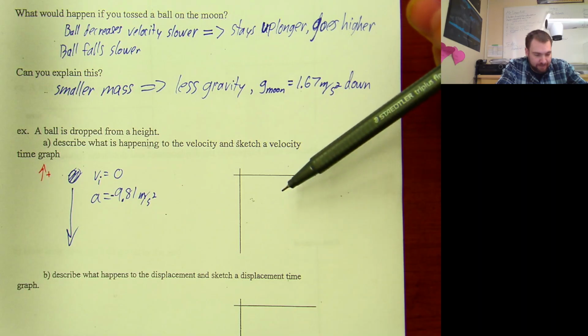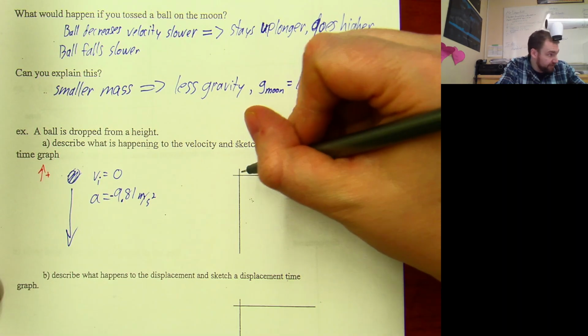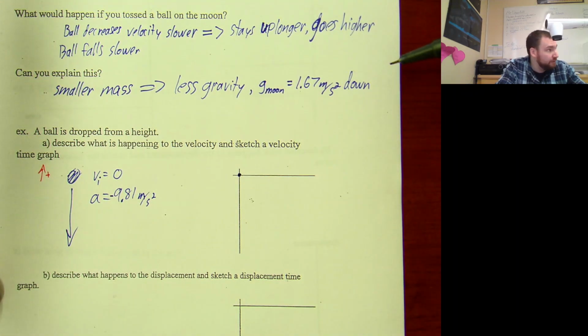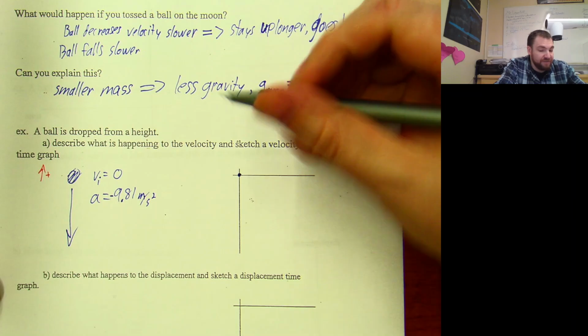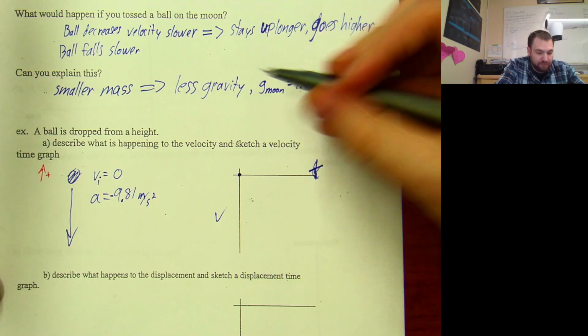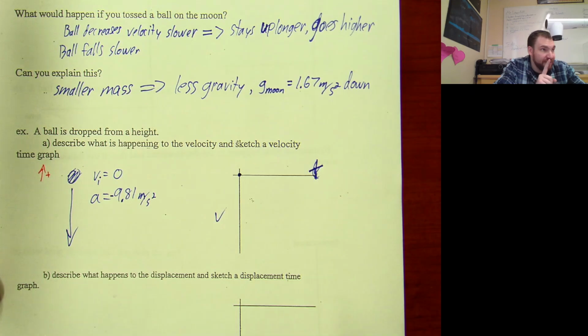What's this graph going to look like? Velocity is not constant. Acceleration is constant. My velocity starts at 0 because I'm dropping it, not throwing it. And what is a constant acceleration on a velocity time graph going to look like? This is a VT graph. Sorry, that's V, this is T. There's a few different ways we can depict that. This is a velocity time graph.